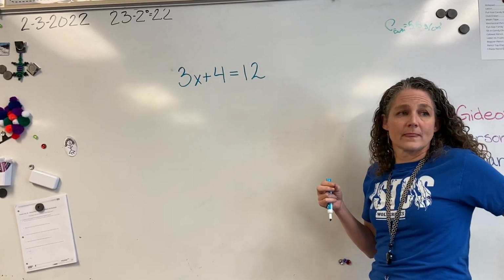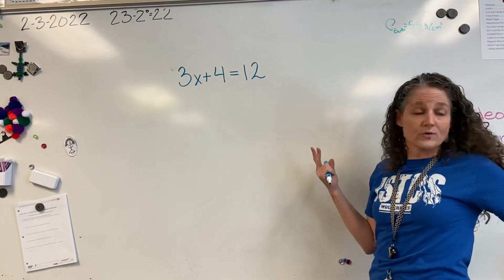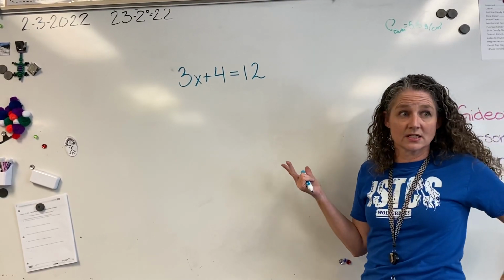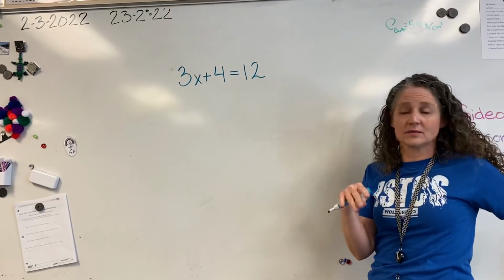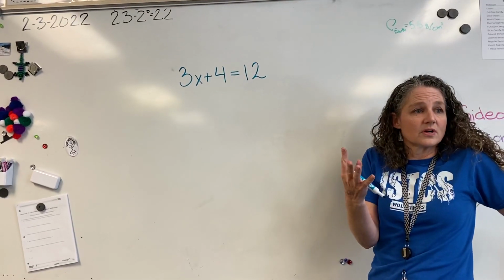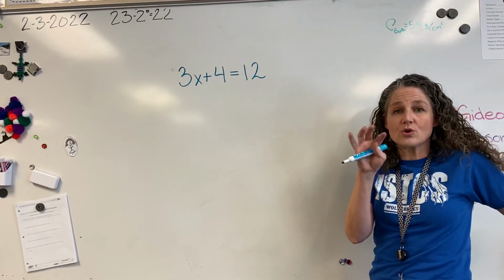Get rid of the 4 first. Why would I get rid of the 4 first? Because 4s are lame. Not because 4s are lame. 4 is a lovely number. But why do I get rid of the 4 first? Because we're reversing the order of operations.